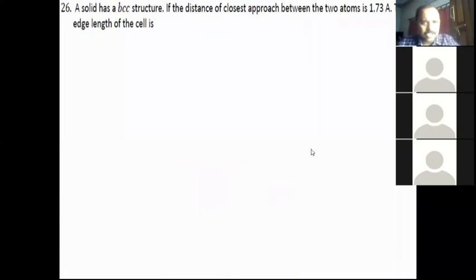A solid has BCC structure. If the distance of closest approach between the two atoms is 1.73 angstrom, find the edge length of the unit cell. Come on. This is BCC structure. They have given the distance of closest approach D. You know D is equal to 2R, and the R expression we know for every unit cell. D has been given as 1.73 angstrom. The edge length of the unit cell, A, is what they are asking. This must take 30 seconds, not more than that.